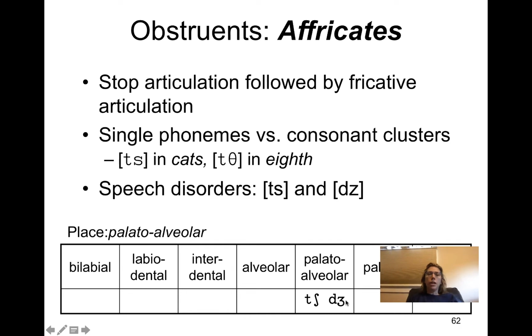Okay. Sometimes it's hard to stop and think about our affricates, because our affricates are considered to be single phonemes, right? A ch and a j are a single phoneme. It's sort of a combination of productions, but it is a single phoneme.